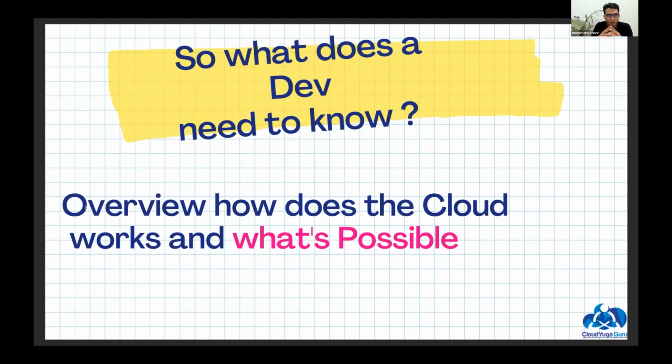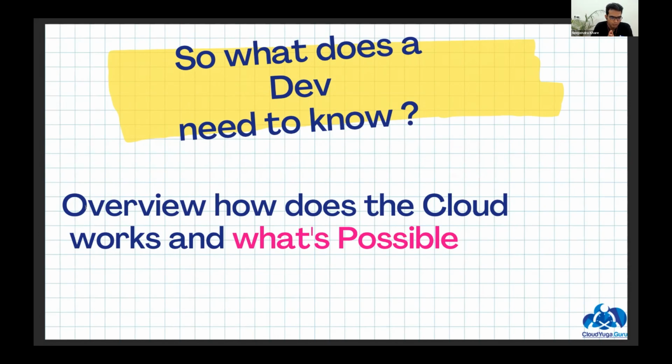Then the dev nowadays cannot say, okay, I just have the code, I don't care about what's happening outside of this particular code, right? No, the developer needs to know how the cloud works and what's possible. So if the developer does not know that I can auto scale my applications on demand, the dev would not think along those lines.